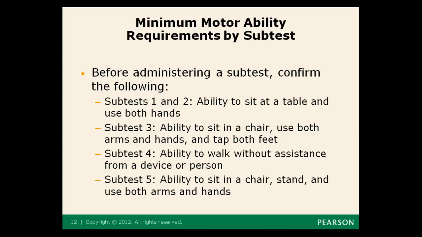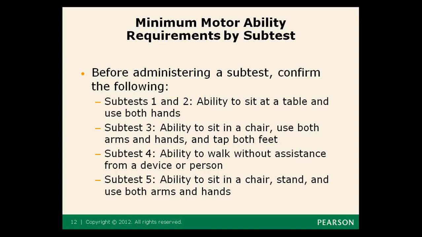Now, usually these guidelines will dictate when it does and doesn't make sense to administer a subtest to a client. But there really are some nuanced situations here that we need to talk about, some clinical interpretation that needs to be done here. So, for example, consider a person that has lower body paralysis. A person such as that can attempt all of the items in subtest 1 and 2, but really none of the items in subtest 4.